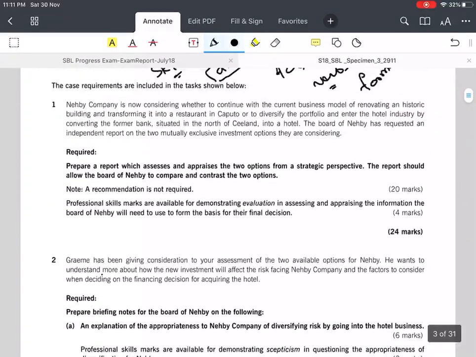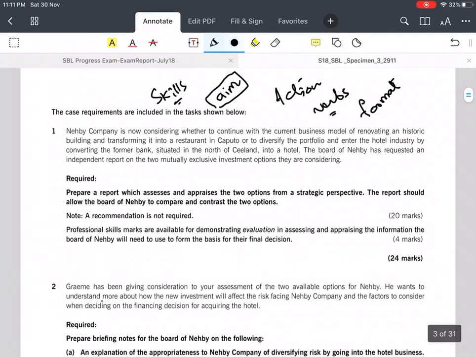Okay. The first requirement. Nearby is a company now considering whether to continue with the current business model of renovating historic buildings and transforming them into restaurants, or to diversify the portfolio and enter into the hotel business. And what we are supposed to do is to prepare a report. Now that's the communication format, so we have to prepare a report. Remember, the report format should be used.